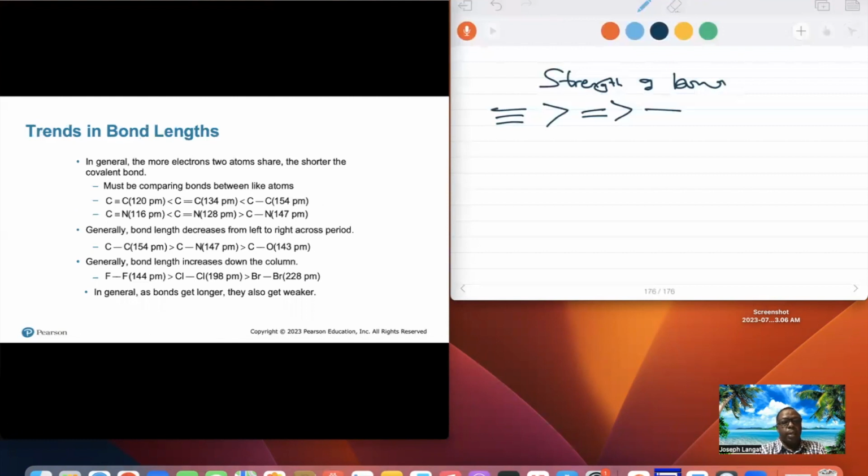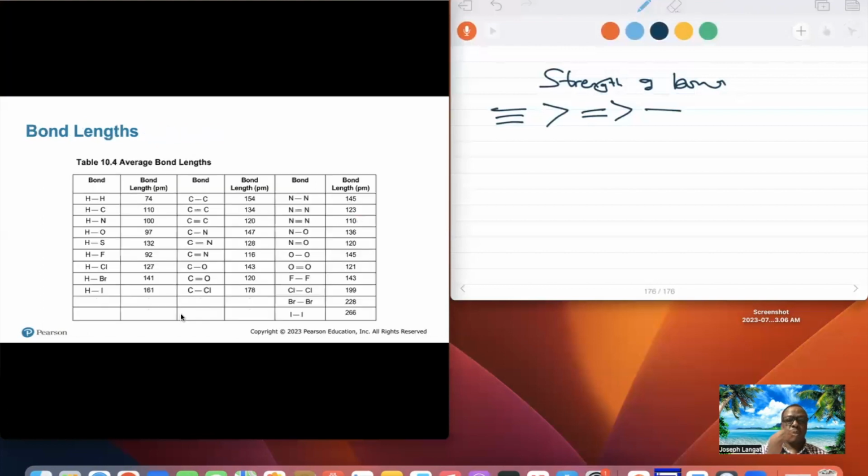Bond length: if you look at this, the triple bond is shorter than the double bond, which in turn is shorter than the single bond. In terms of bond length, you need to know the trend: single bond, double bond, triple bond. These are the bond lengths.